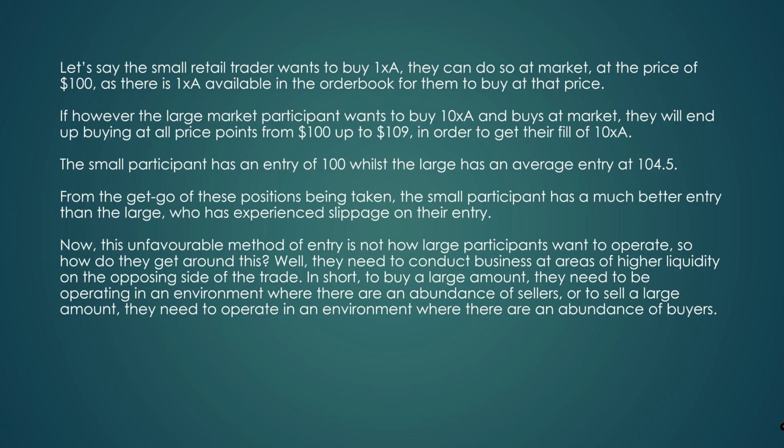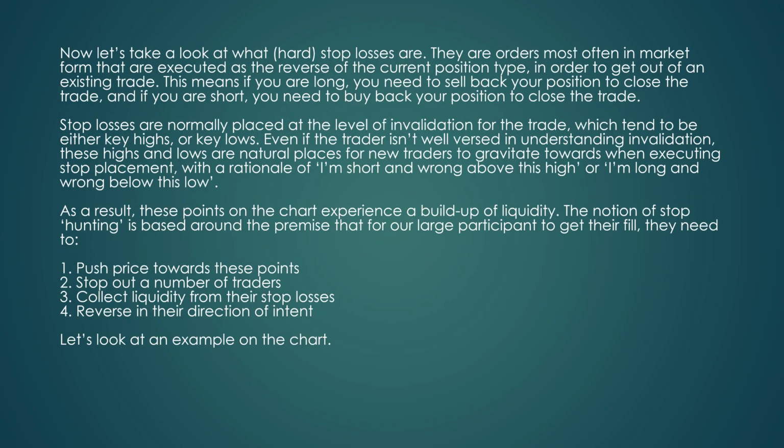Now, this unfavorable method of entry is not how large participants want to operate, so how do they get around this? Well, they need to conduct business at areas of higher liquidity on the opposing side of the trade, okay? In short, to buy a large amount, they need to be operating in an environment where there is an abundance of sellers, or to sell a large amount, they need to operate in an environment where there is an abundance of buyers.